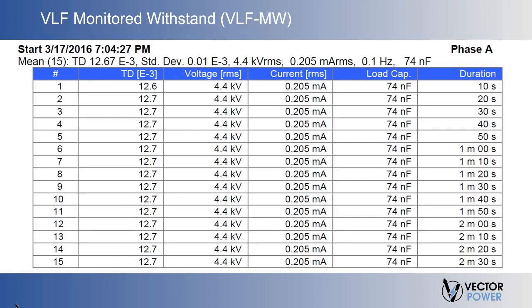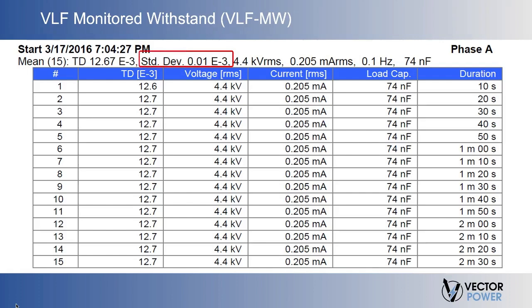Now, in the example that we see here, we started the test at a voltage level of 4.4 kV. So that was roughly 1/2 the U0 value for the cable that we were testing. And here we see, again, the test voltage, 4.4 kV.